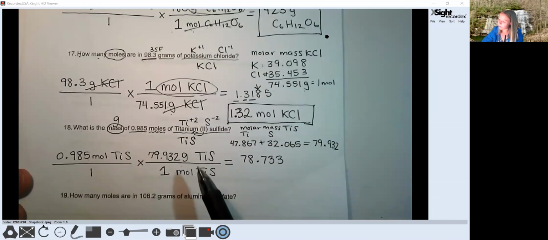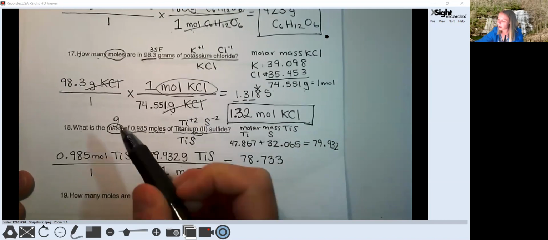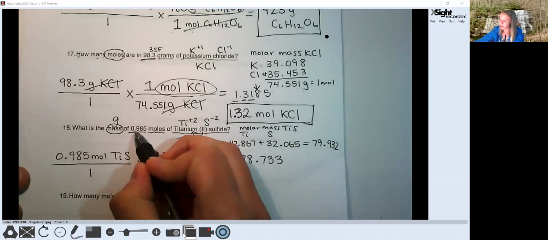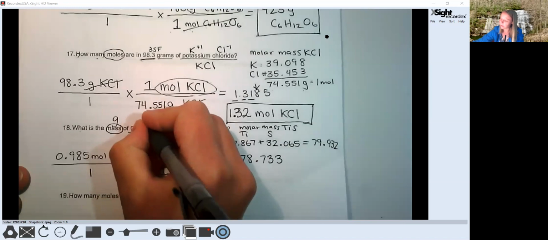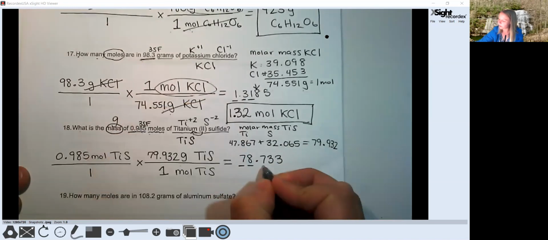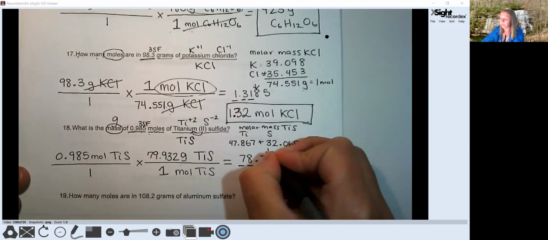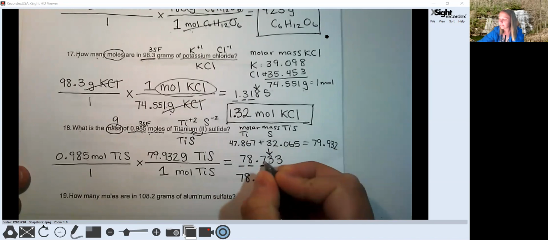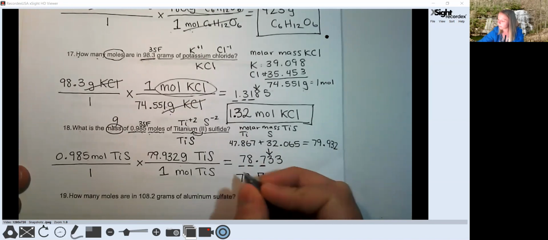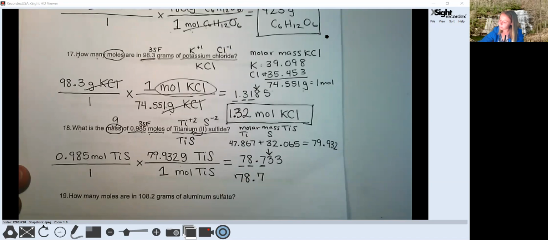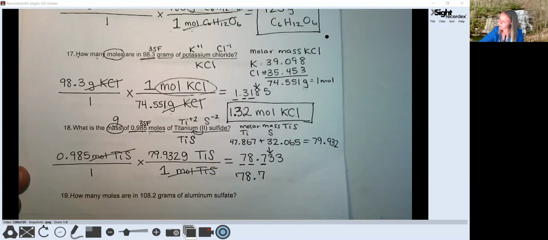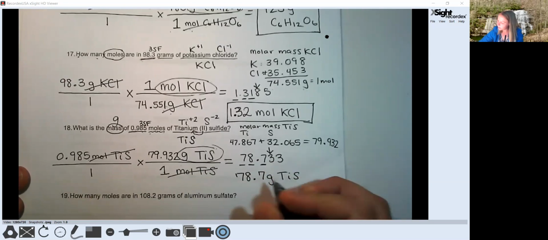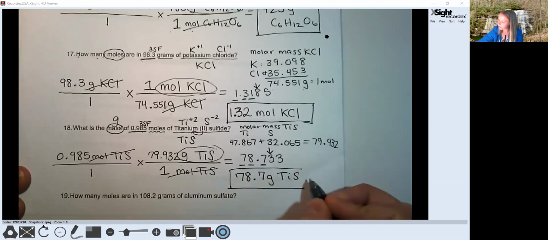And then we need to round to sig figs. Looking back, this first 0 is not significant because it's a leading 0, but the other 3 digits are. So we have 3 significant figures, so we need to round to 3 in our answer. Then we'll look at the next digit to tell if we round up or down. 78 point, and that 7 is going to stay a 7 because 3 is not more than 5. Moles cancels, so our units will be grams of TiS. There's our answer. Perfect.